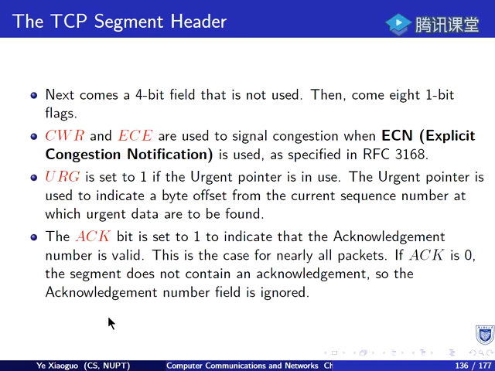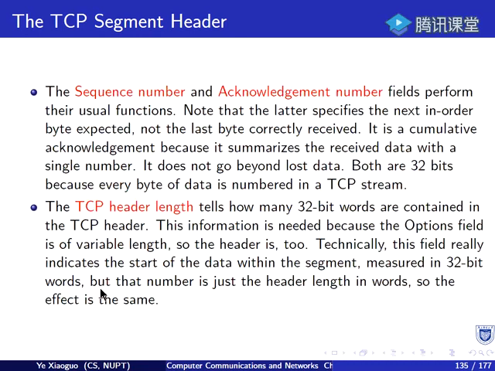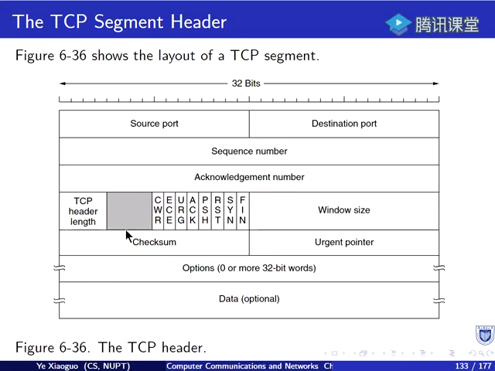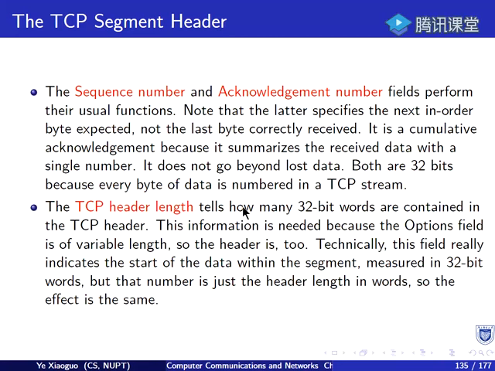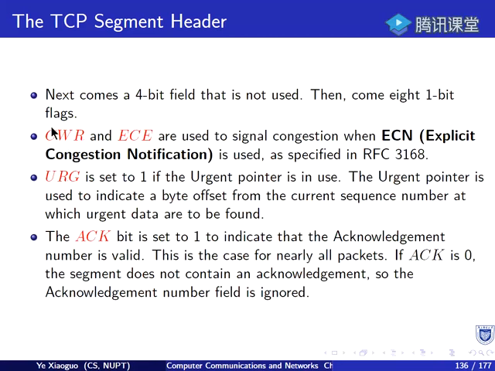Next comes a 4-bit field. It's not used. Then some bit flags. CWR and ECE are used to signal congestion when ECN is used, as specified in RFC 3168.